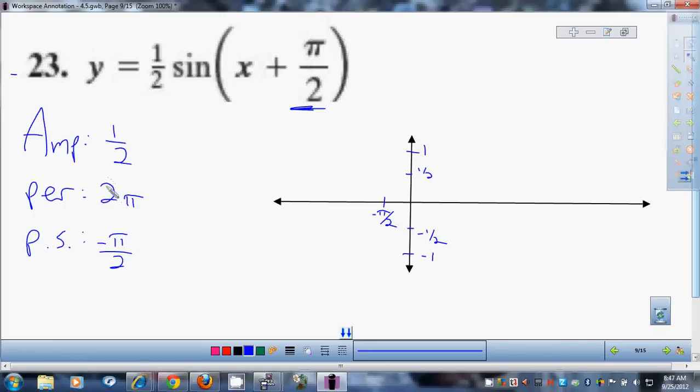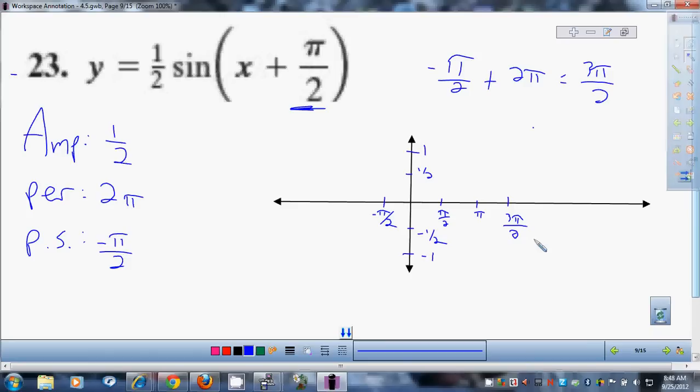Now my period is 2 pi. So what is 2 pi units after negative pi over 2? And you can find this just by adding. What is 2 pi plus negative pi over 2? And that'll tell me where my period is going to end. 3 pi over 2. So pi over 2, pi, 3 pi over 2.